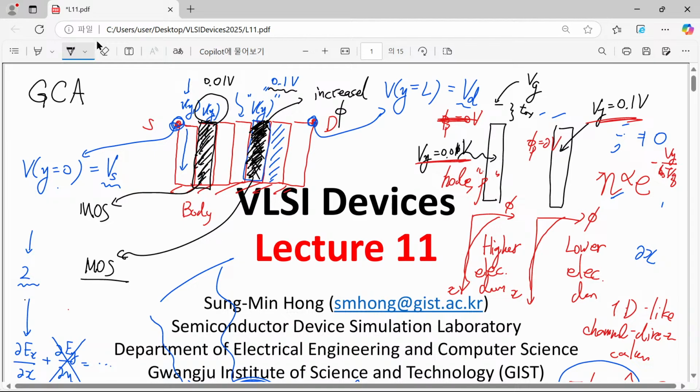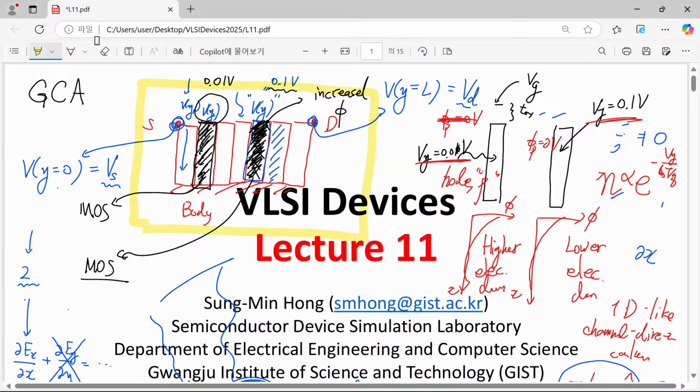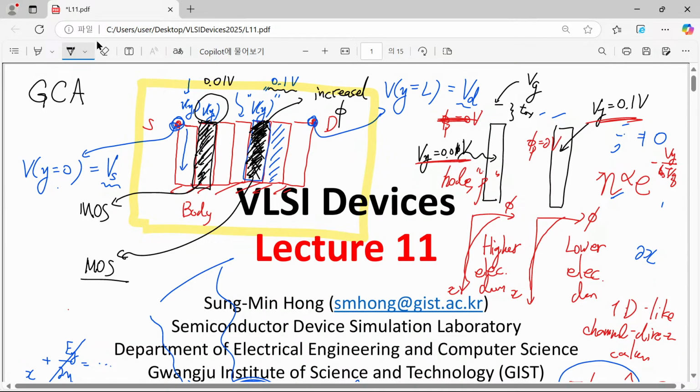Anyway, in this simplified 2D system, previously our task was to solve the two-dimensional MOS equations, but now it becomes just solving several MOS equations, and solving one single MOS equation is relatively easy. You can do it. You have already done it.